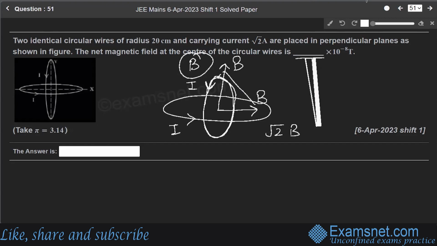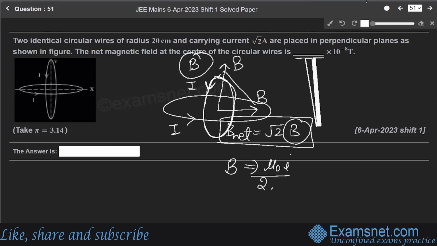We have to find the net magnetic field, it will be equal to root 2 B. So let us find the value of B, multiply it by root 2, and we will get our desired answer. So how can we find the value of B? The value of B will be equal to mu naught I over 2R plus mu naught I over 2R.